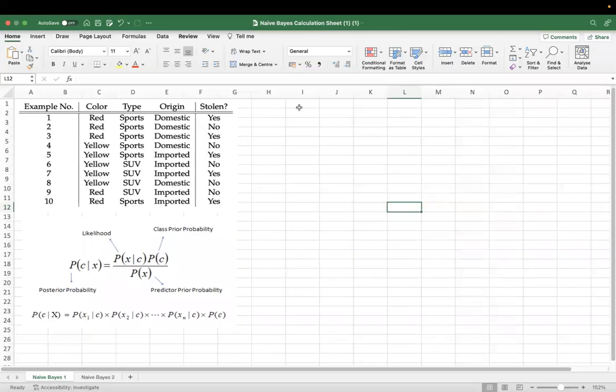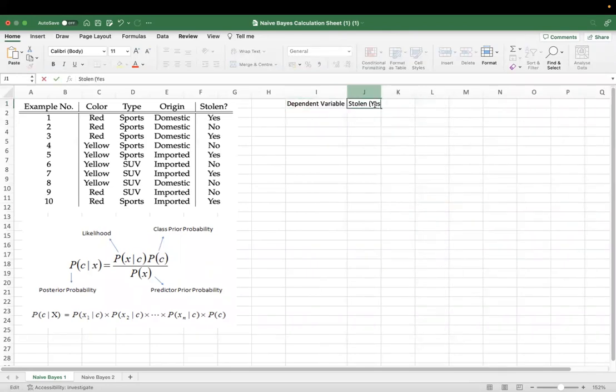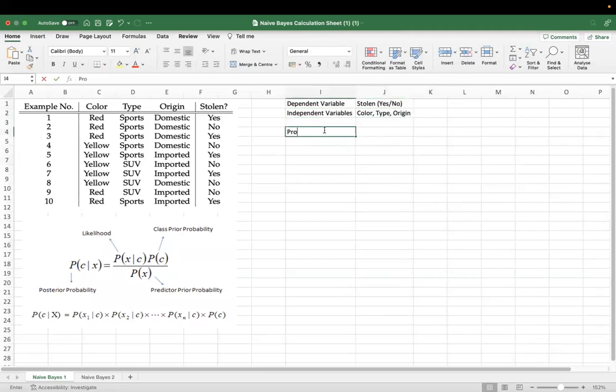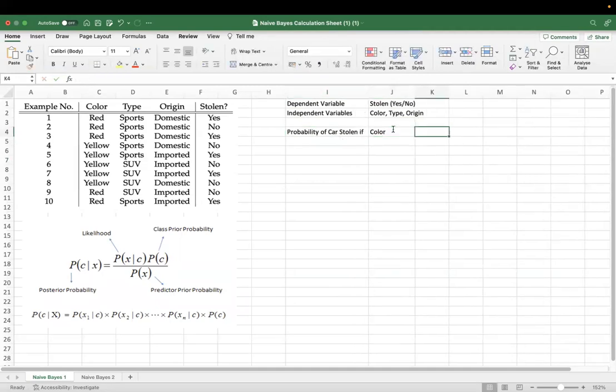So we have a data here. In this data, the dependent variable stolen has two levels, yes or no, or two classes. There are three independent variables: color, type, and origin. We have to find the probability of a car being stolen, given the color, type and origin. Color is yellow, type is SUV, origin is domestic. So we are given this data, and now you have to find out whether the car will be stolen. So we have to find the probability of the car being stolen if it is yellow, SUV, and domestic.